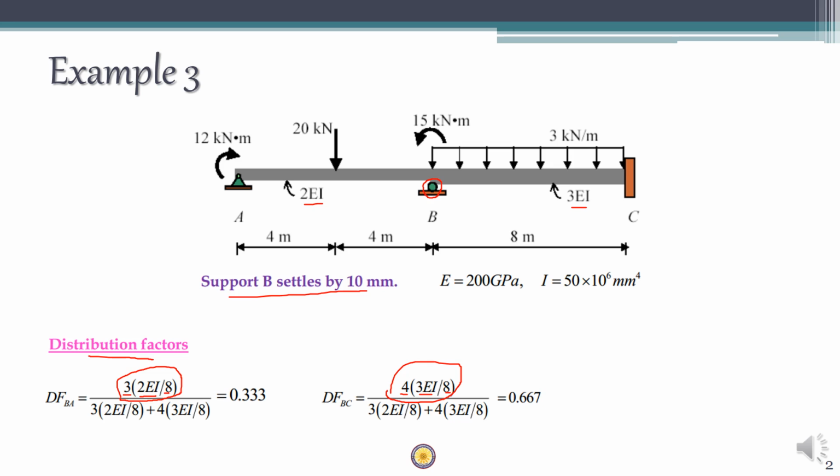This is the stiffness of span BC. So you can find DFBA as 3 into 2EI by 8 divided by 3 into 2EI by 8 plus 4 into 3EI by 8. So you get 0.333 as DFBA. The sum of distribution factors at a particular internal joint is always equal to 1, which means that DFBC can be found as 1 minus DFBA, which is 0.667. So you got the value of DFBC as well.